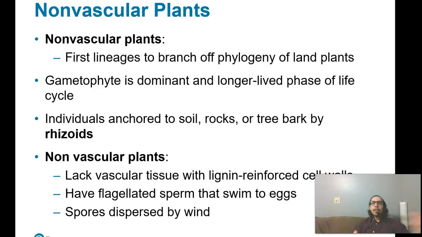Okay. For non-vascular plants, these were the first lineages to branch off of the phylogeny of land plants. And in these, the gametophyte is the dominant phase in the life cycle. These types of plants don't have true roots, so they're not taking in a lot of nutrients or water from roots. Instead of true roots, they have what are called rhizoids. This is what they use to anchor themselves to soil, or tree bark, or whatever they're hanging on to.